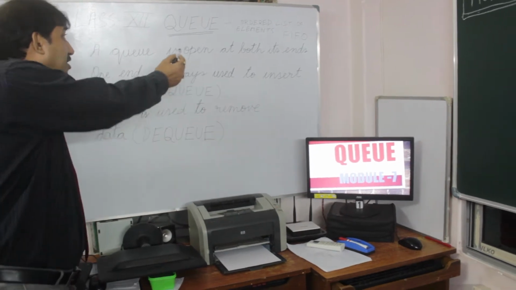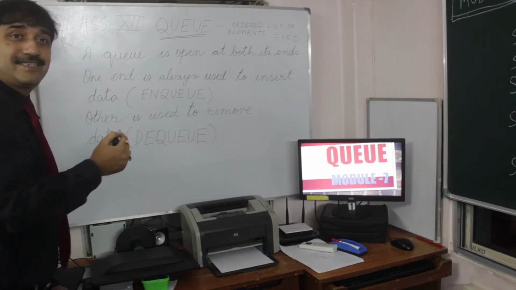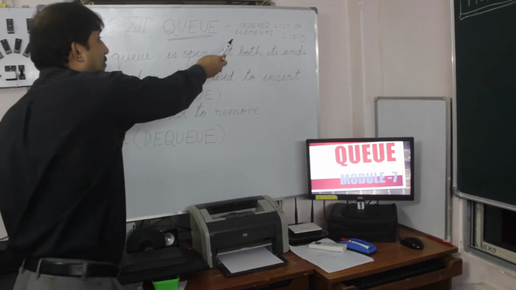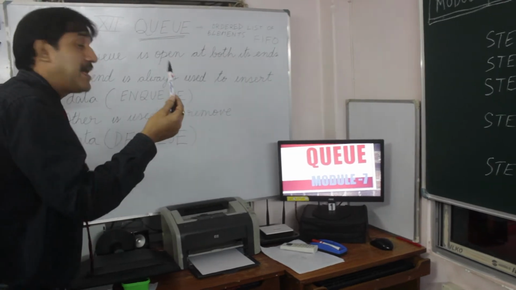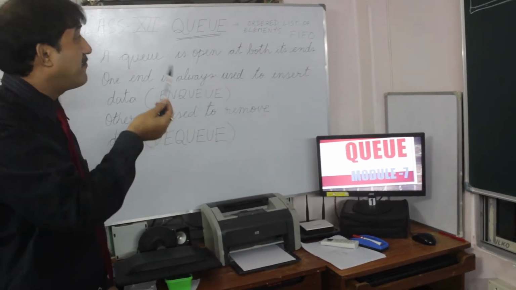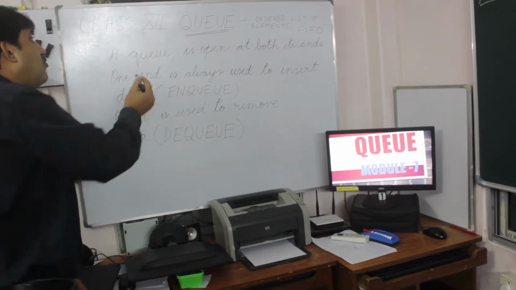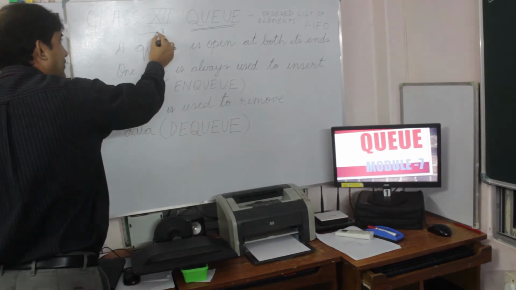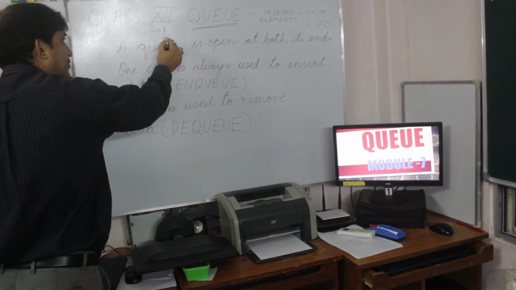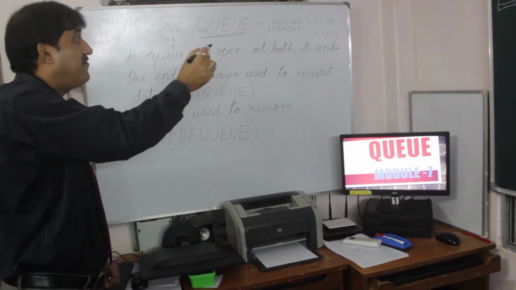So you can already find out that this queue is an ordered list of elements, that is the FIFO. It follows the FIFO pattern. So FIFO means first in, first out. That means whoever goes first, suppose this is the starting position, will be coming out first. First in, first out.